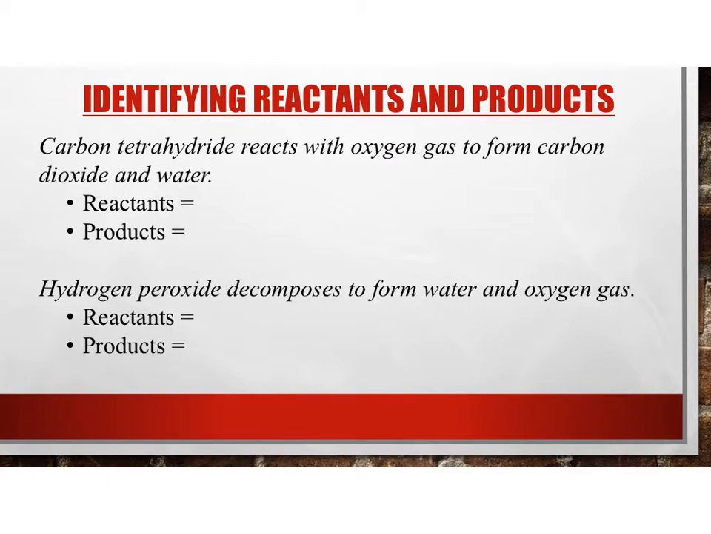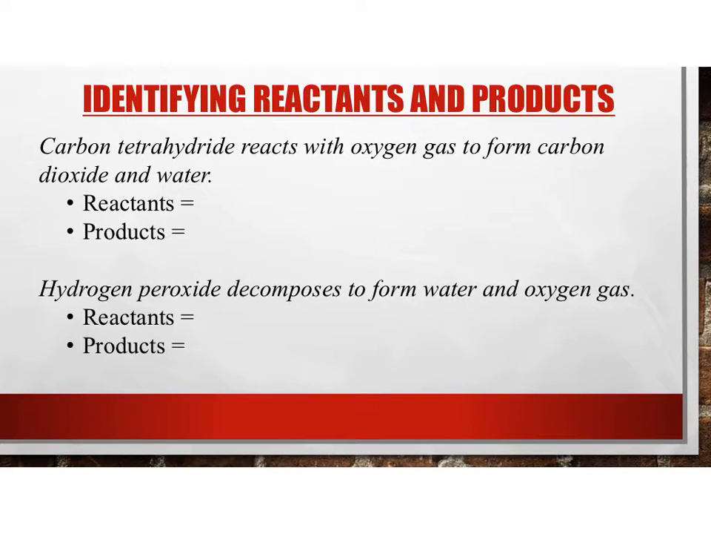When identifying reactants and products, we've got some key words that we're looking for. The words "to form" will help us to separate the reactant side of the reaction from the product side. Remember, your reactants are those substances to the left of the equation, and they are the starting substances, whereas the products are our ending substances. These are the new substances formed through that reaction.